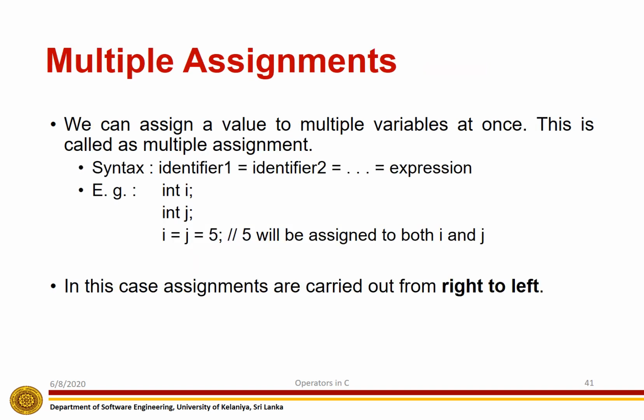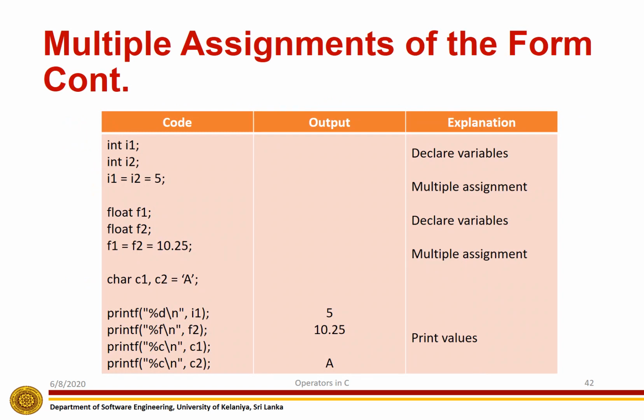Then the multiple assignments. We can assign a value to multiple variables at once. This is called multiple assignment. You can see the syntax in the slide: identifier1 = identifier2 and so on = expression. And there is an example in the slide: int i, int j, i = j = 5. Here 5 will be assigned to both i and j. In this case, assignments are carried out from right to left.